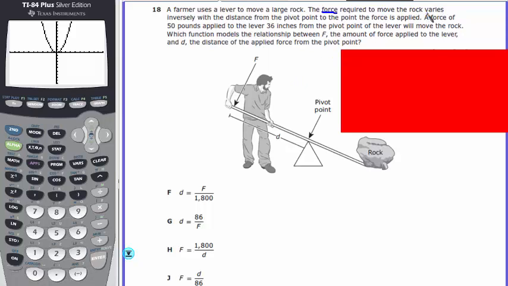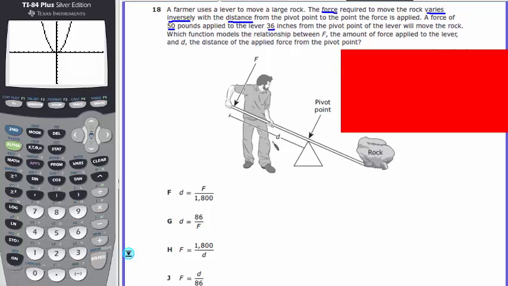Then it says varies inversely. That's something that you need to watch out for. I'm going to talk about it in a second. And it says distance. So right there I learned that they're talking about distance, they're talking about force, and how we're going to represent this in an equation. That's what we need to do. Alright, so continue reading. A force of 50 pounds applied to the lever 36 inches from the pivot point of the lever will move the rock. Right there they give you some numbers, so I'm going to highlight those because that might be important.